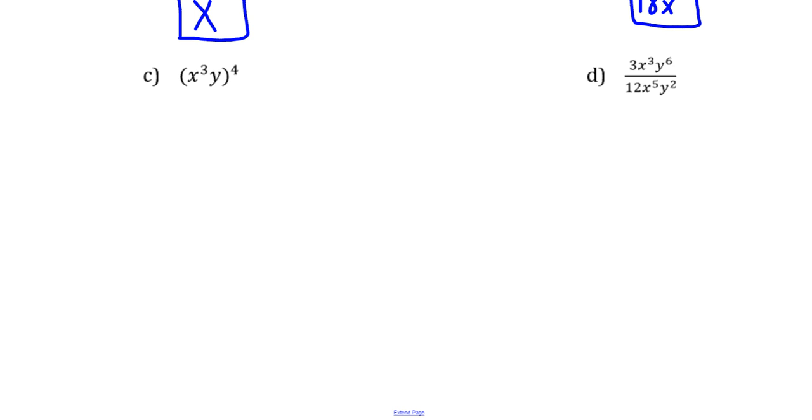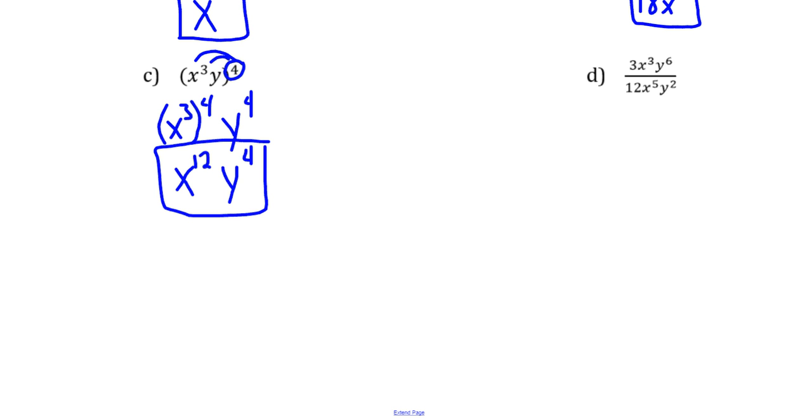In the third example, letter C, again, I have a product being raised to a power. So this 4th power is going to get distributed over the multiplication here, which means I'm going to have an x to the 3rd power raised to the 4th and a y to the 4th. But now this power to a power that I have in the x, I know that we have to multiply those exponents together. So this is going to give me x to the 12th times y to the 4th.